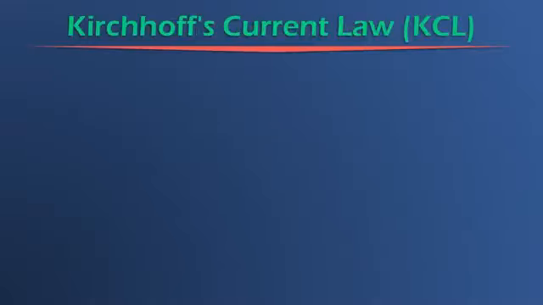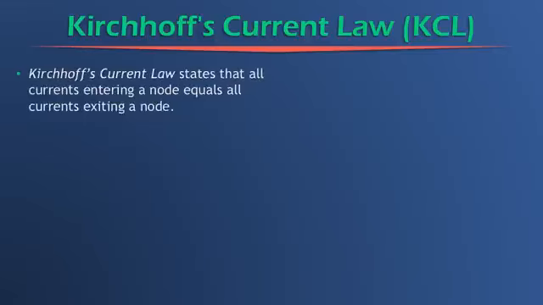So here we are, the real meat and potatoes of circuit analysis. It's getting good. So Kirchhoff's current law, or KCL for short, says that all currents entering a node must equal all currents exiting a node. Basically, what goes in must come out. And in mathematical terms, the sum of all currents in a node equals 0.